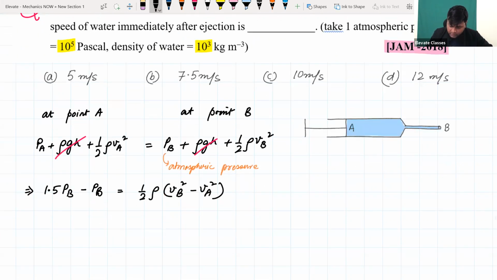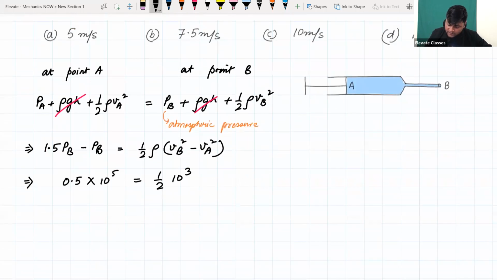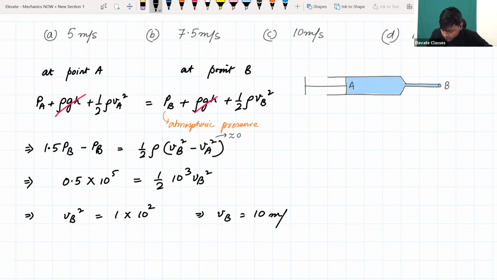So therefore, density is given, everything is given. So this is nothing but 0.5 PB, where atmospheric pressure is 10 to the power 5 Pascal, is equal to half rho, where rho is 10 to the power 3, times velocity. VA is approximately 0, let's suppose. So this is nothing but VB square. So therefore, VB square is equal to 0.5 into 2 is 1 into 10 to the power 2, or VB is equal to 10 meter per second.